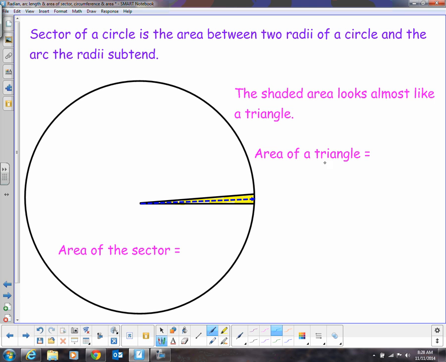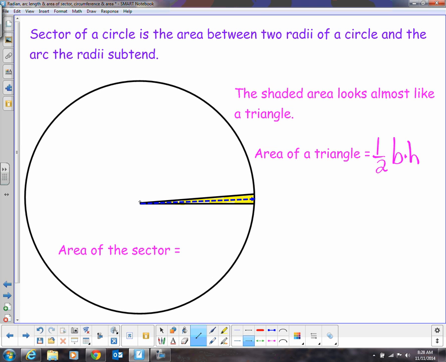All right. Does anybody remember the formula for the area of a triangle? It's going to be 1/2 base times height.